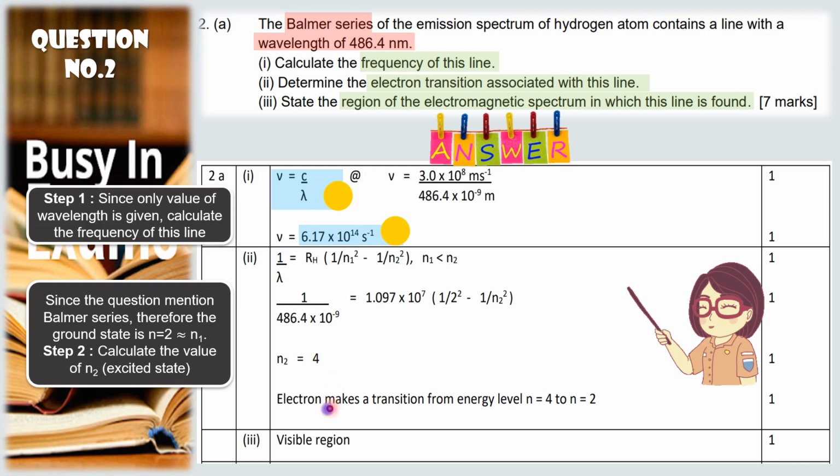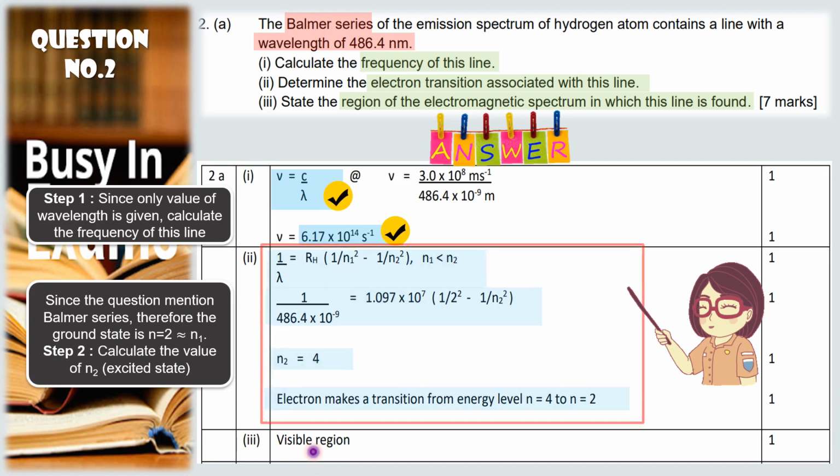And then you have to make a conclusion. Okay, determine the electron transition. So the electron may transition from energy level n equals to 4 to n equals to 2 because it's referring to the line. So a line is formed when an electron drops from a higher energy level, which refers to the excited state, that is n equals to 4, to the ground state, that is n equals to 2. Alright, next, state the region of the electromagnetic spectrum. Okay, for Balmer series, of course, this is the visible region.